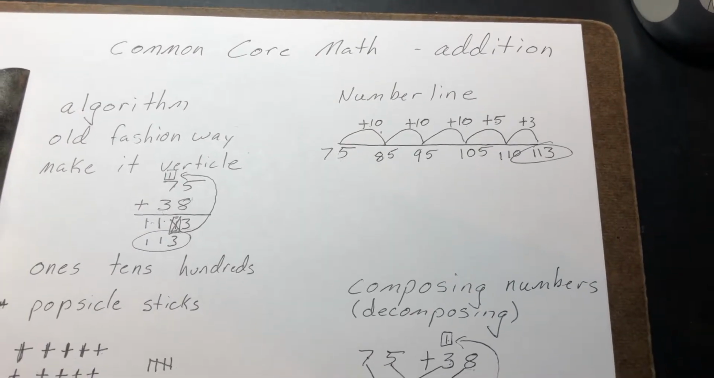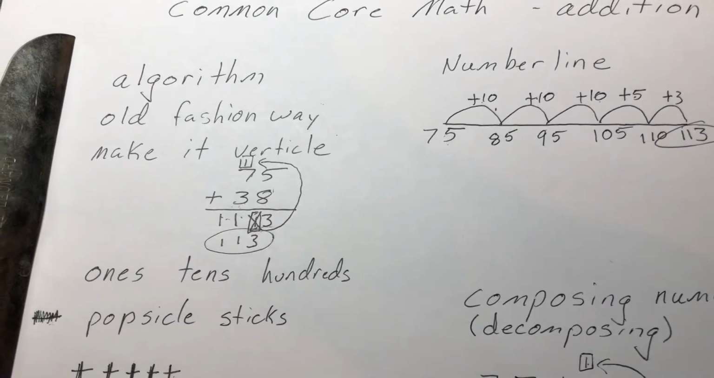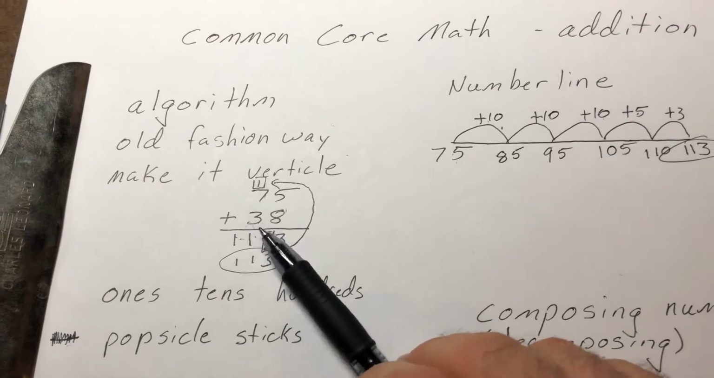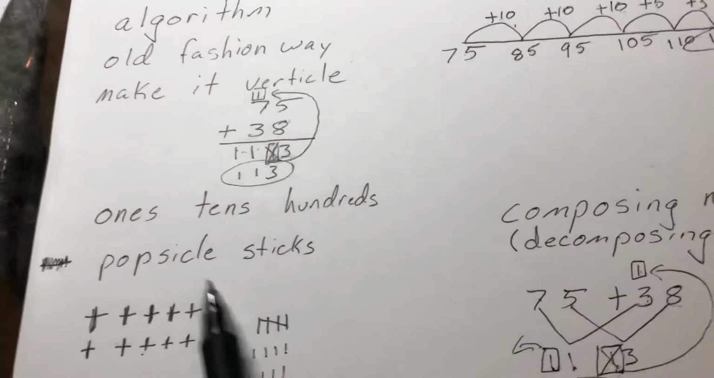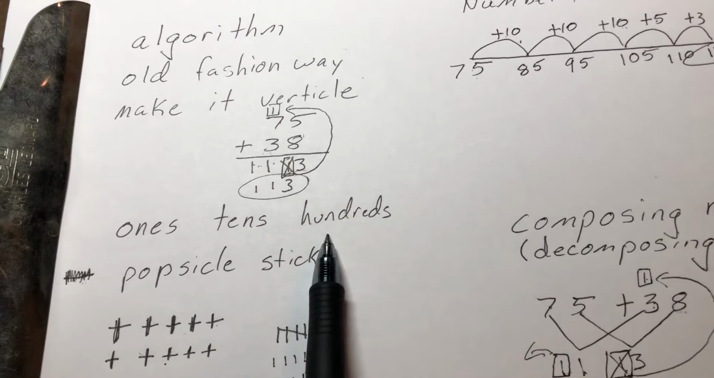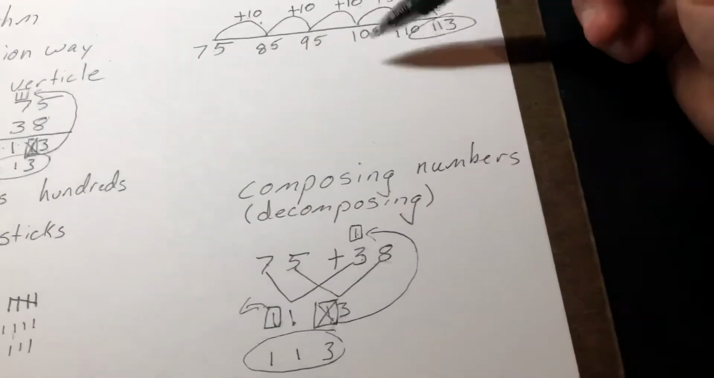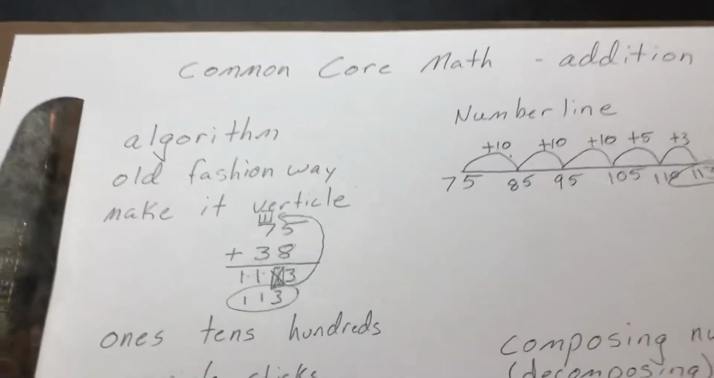So, what we're going to do today is talk about the algorithm, which is the old-fashioned way, or make it vertical, which is, if you're an adult, how you were taught to add. We're going to get into the number line. We're going to get into ones, tens, and hundreds, and what I call the popsicle stick method. And we're also going to talk about composing and decomposing numbers. So let's get right to it.